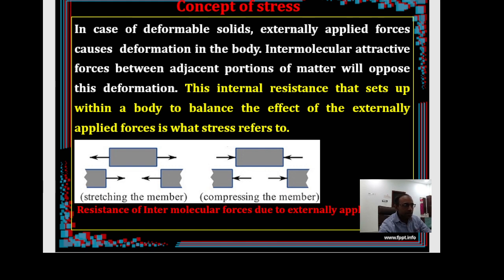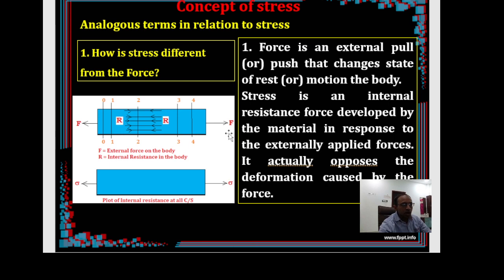stress, right? Now, how is stress different from some similar terms? Sometimes in place of force, you will be using stress. Like that, there are some analogous terms related to stress. Sometimes we'll be using force, sometimes we'll be using stress. But there is a difference, because both are forces in one sense. Stress is also force, of course, per unit area, right? So let's see the primary difference between stress and force.